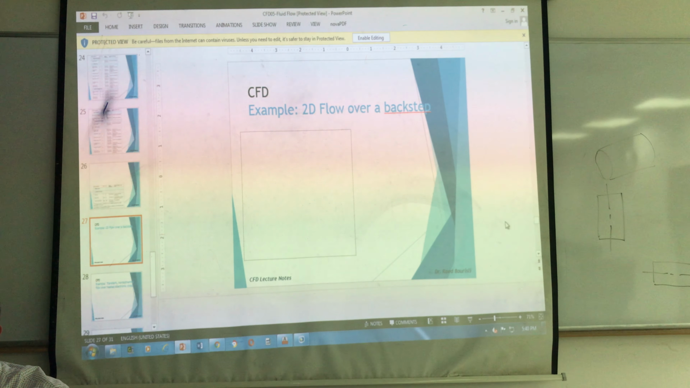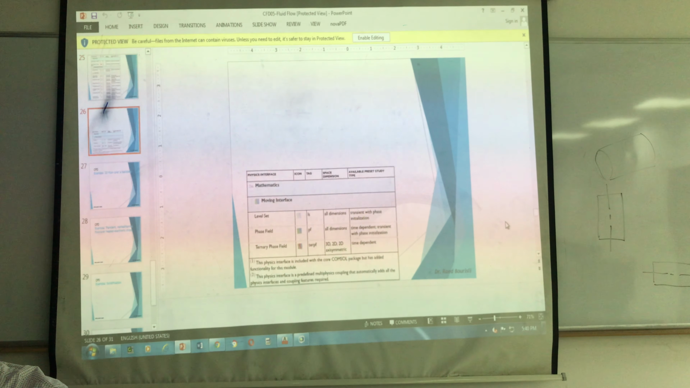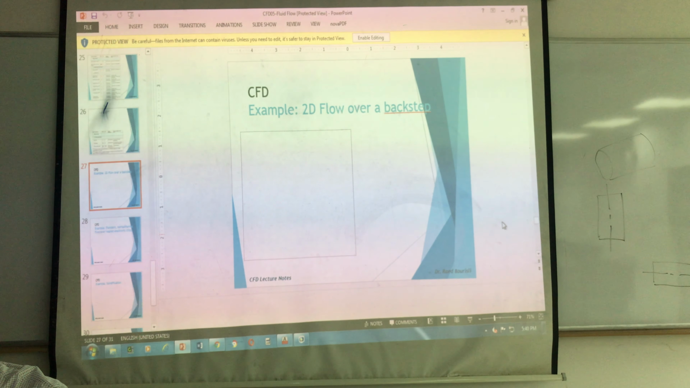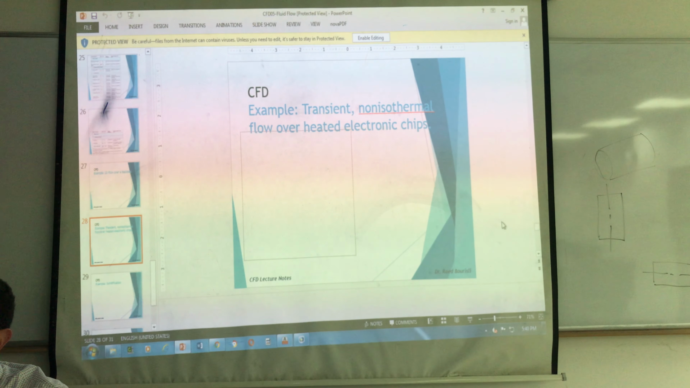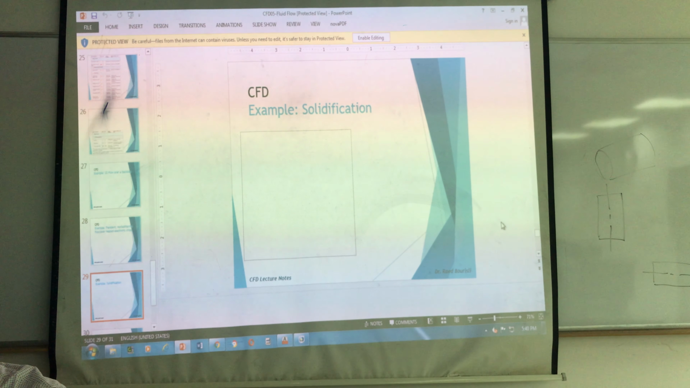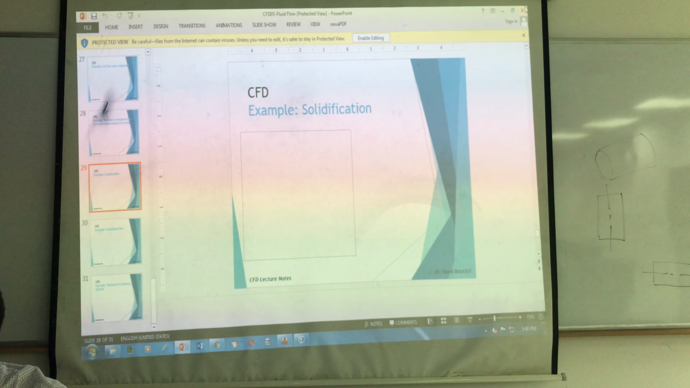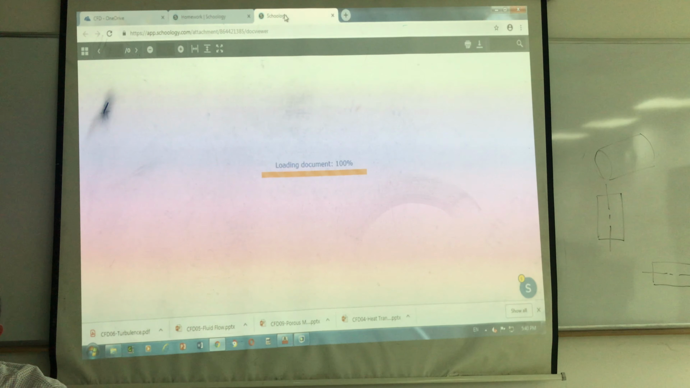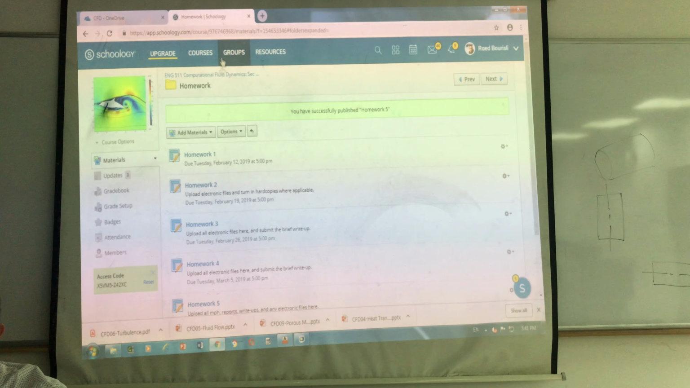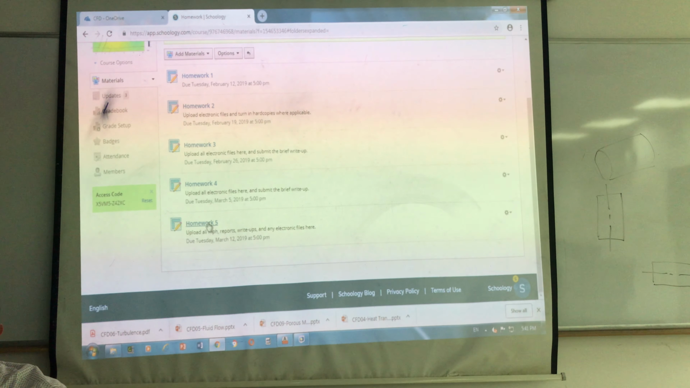Let's look at a problem. Let's look first at 2D flow over a backward step. Then we'll look at transient non-isothermal flow over heated electronic chips, and if we have time we'll do solidification multi-phase. Any questions?